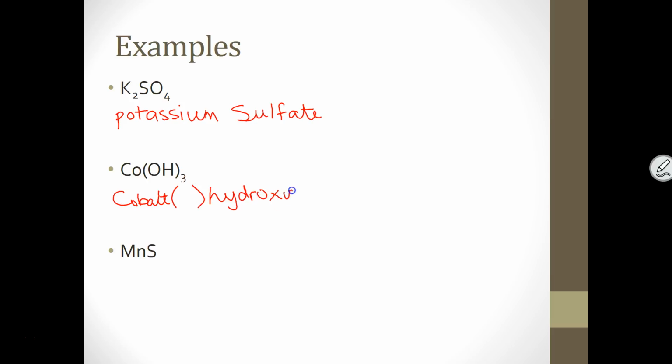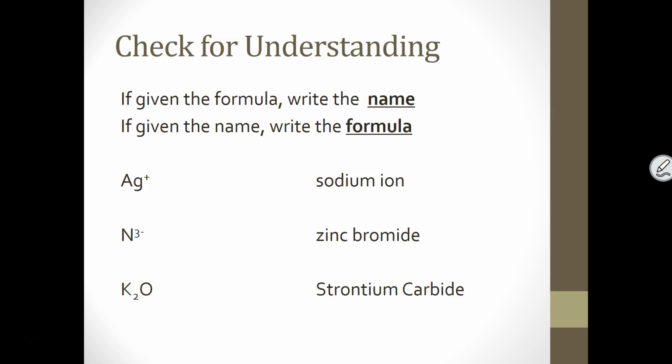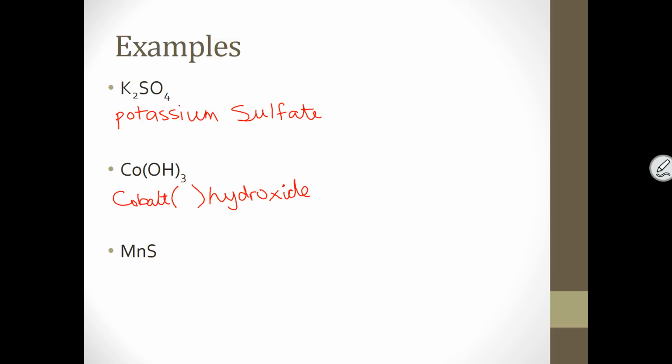Hydroxide is an interesting polyatomic. It is one of the few polyatomic ions that does not end in ate or ite. It ends in ide. But don't get fooled when you see hydroxide. That's not an element. That is a polyatomic ion. So with the polyatomic ions, with the transition metals, to figure out what charge they have, you have to look at what they're bonded with.